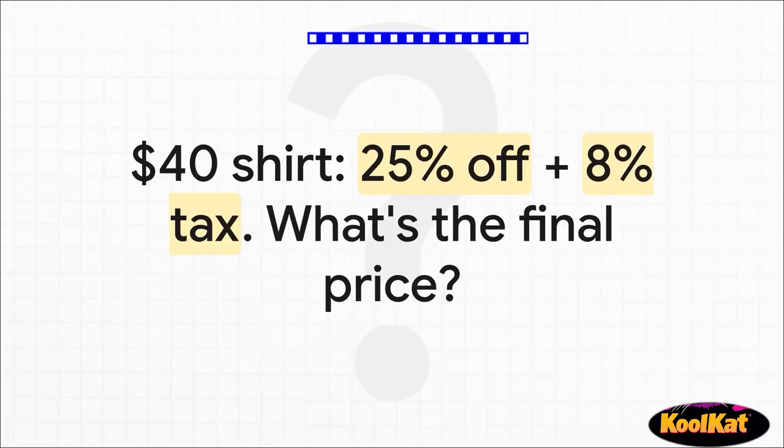All right, here it is, a $40 shirt. It's got a 25% discount plus an 8% sales tax. So what's the final price? Seriously, pause for a second if you need to. How would you attack this? What's your gut instinct telling you to do? Get that number in your head. Got it? Okay, cool. Don't forget it because we're going to see if your first move was the right one or if you walked right into that trap.